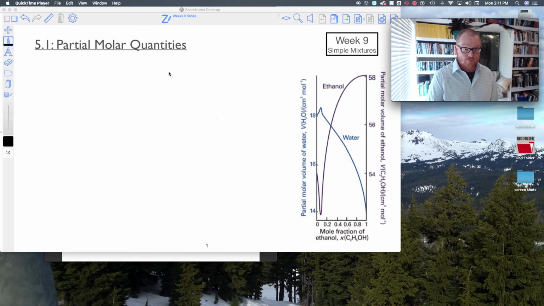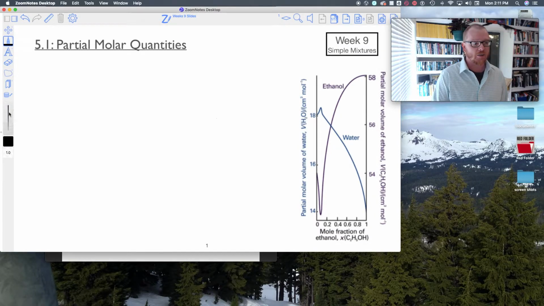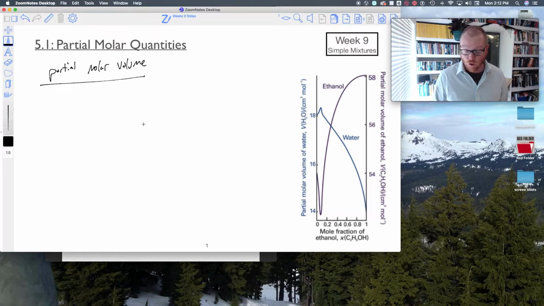So partial molar quantities. You're already familiar with one partial molar quantity, and that's partial pressure, right? In Dalton's law of partial pressures. But something that I'm going to get into that you probably haven't talked so much about is the partial molar volume, and that is the partial molar volume from a simple mixture.